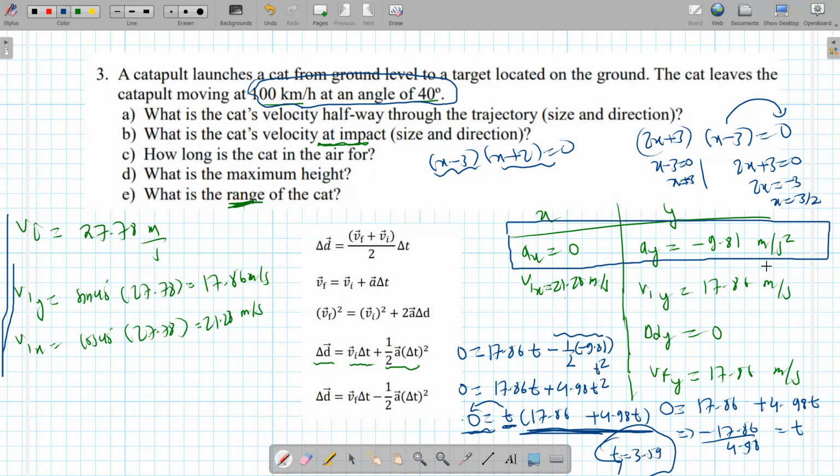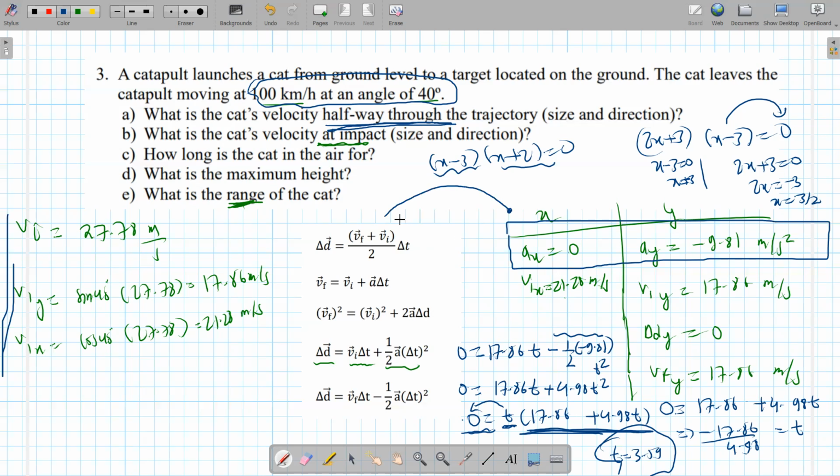Now you know how you have to find the cat's velocity halfway? So we have the time. We can halve the time to find the cat's velocity. So 3.59, what's half of that? How do you just halve the time? Oh, because it's halfway through. So you divide the time by 2?